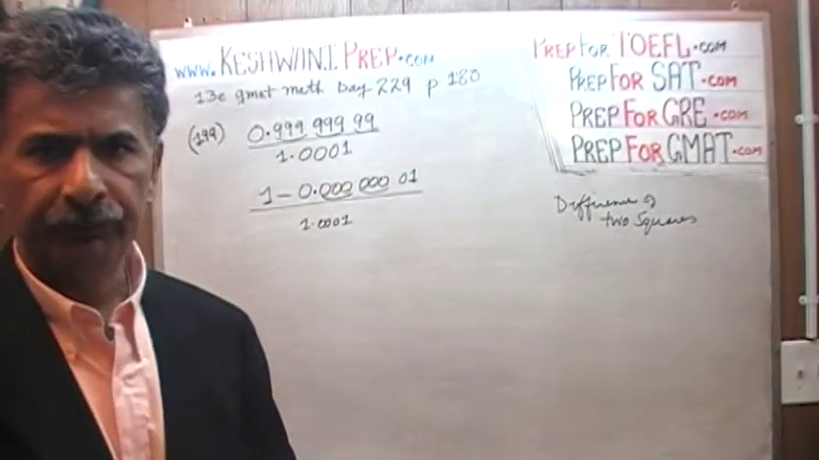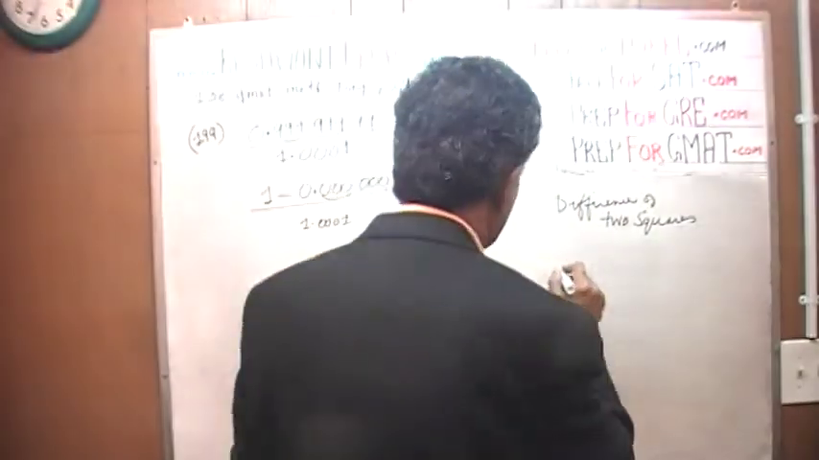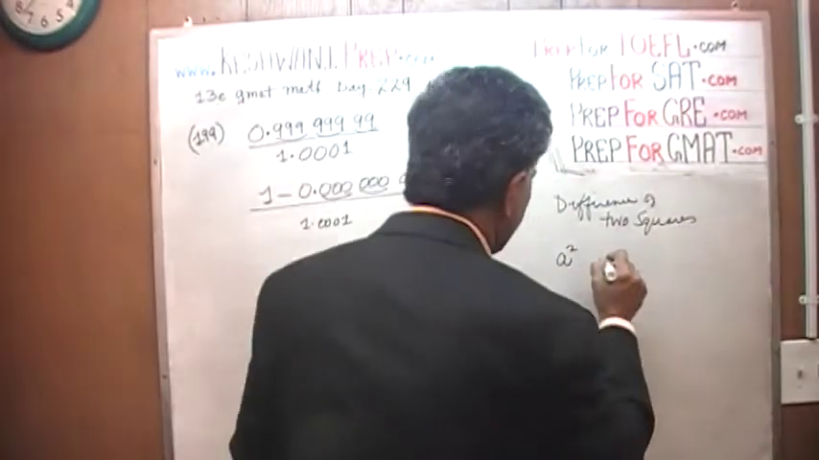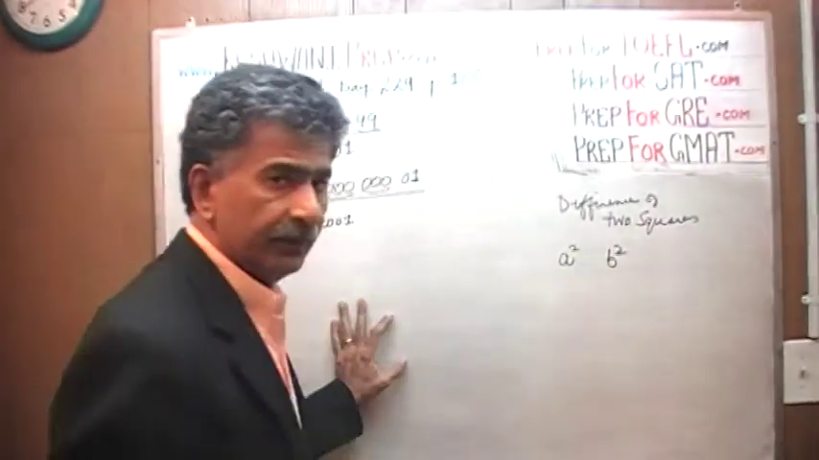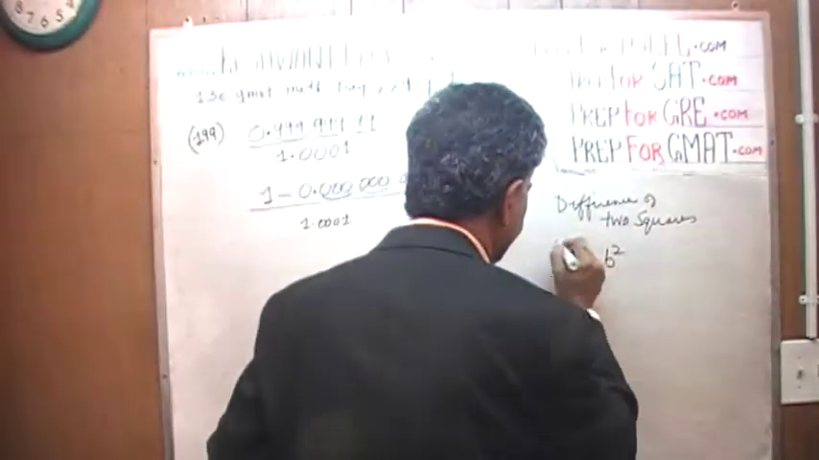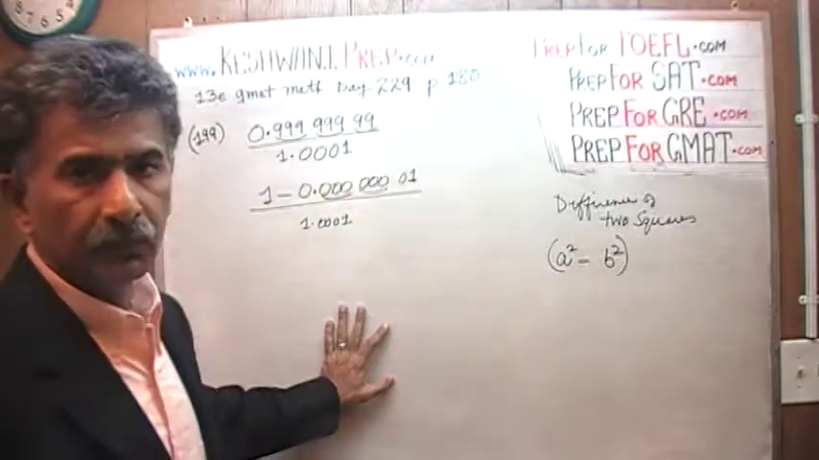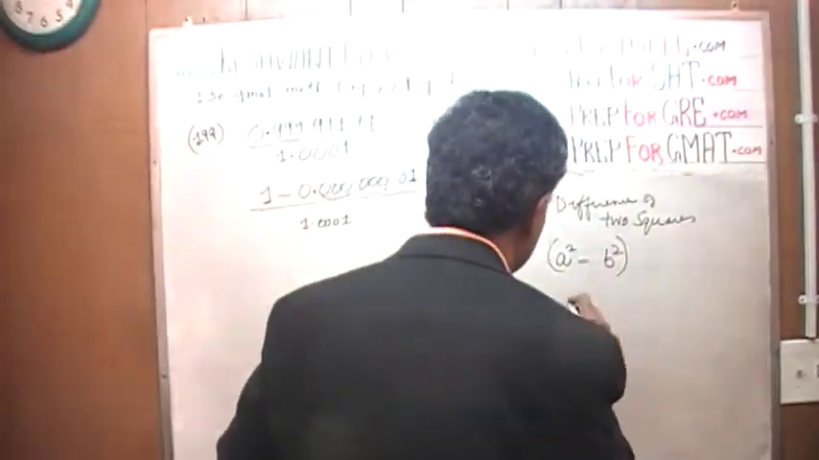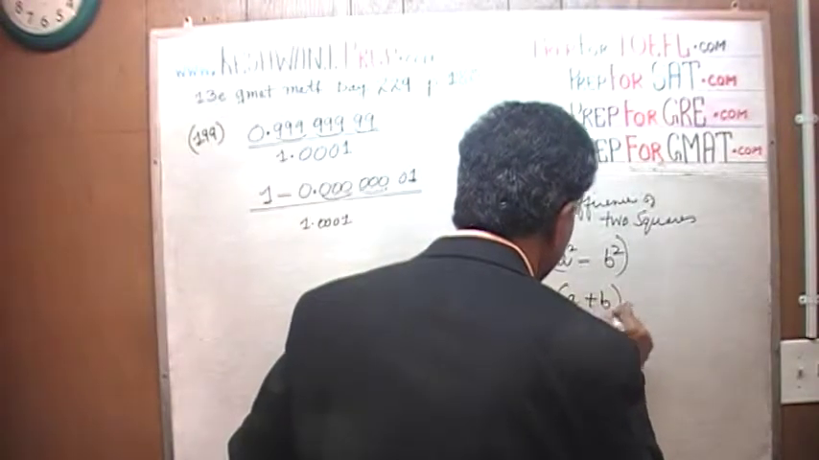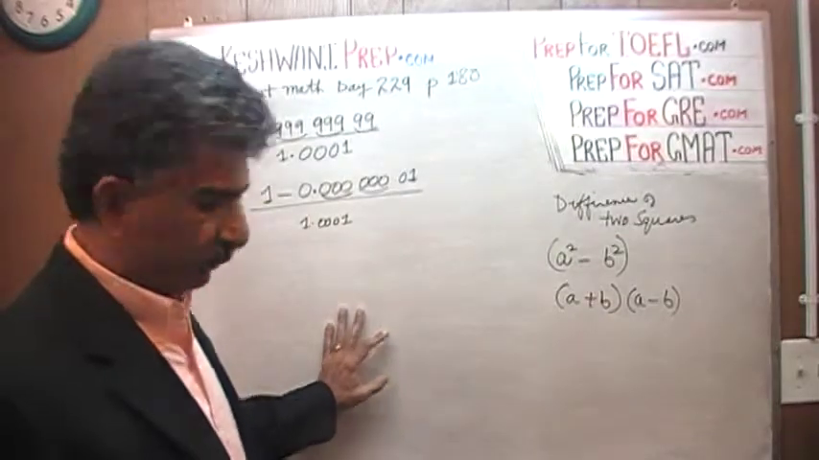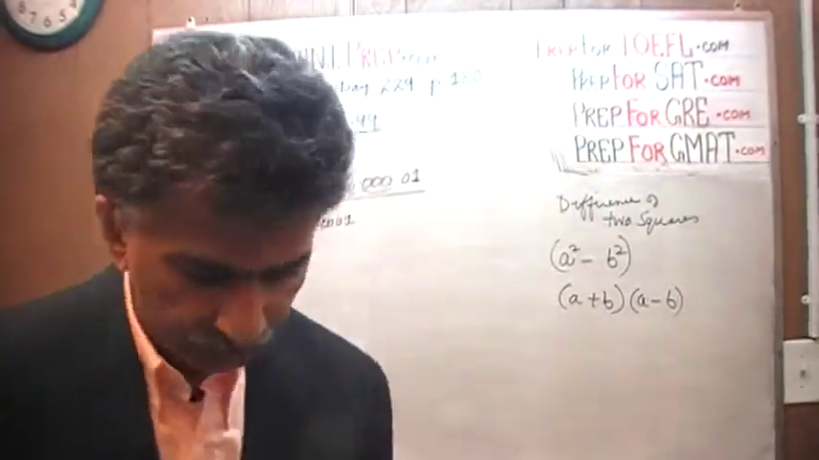Difference of two squares. Here is a quantity that is being squared, a squared. Here's another quantity being squared, b squared, and we're going to take their difference. We're going to subtract one from the other. Voila. What is it equal to? It equals a plus b times a minus b. And we can actually verify that. It only takes a couple of seconds.